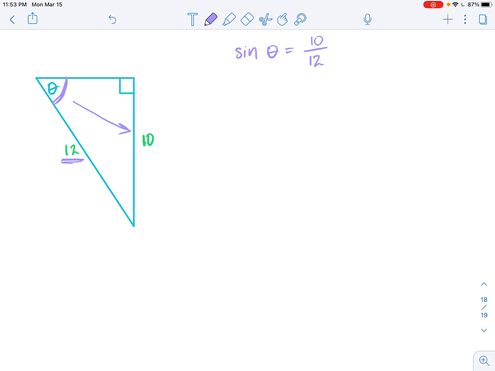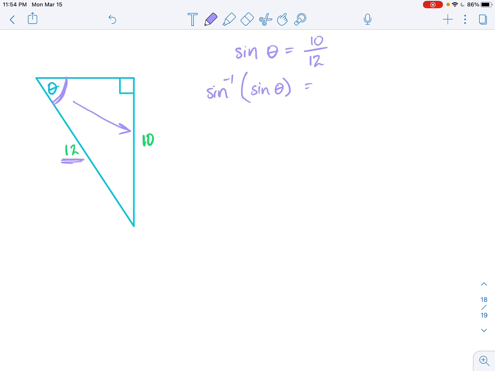Now we just need to substitute, sorry, I already substituted in the opposite and the hypotenuse. Now I need to solve for theta. So this is a little bit different because theta is inside of sine. So to undo sine, I do something called sine inverse, which looks like sine with a little -1. So I'm taking sine inverse of sine of theta.